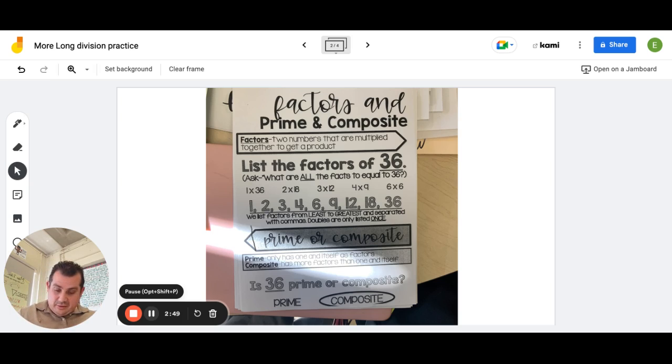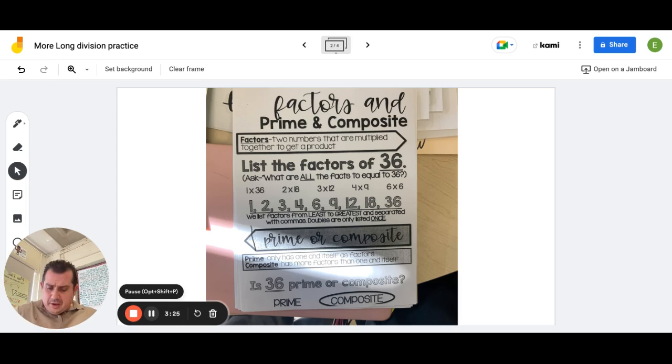Then we have 3 times 12. 3 times 12 gives us 36. That's another factor pair. 4 times 9 is another factor pair. And 6 times 6 will give us 36. But when we're listing all of our factors over here, you only need to list 6 once. Okay? Even though it's 6 times 6, that is the same factor. You do not need to write it twice.